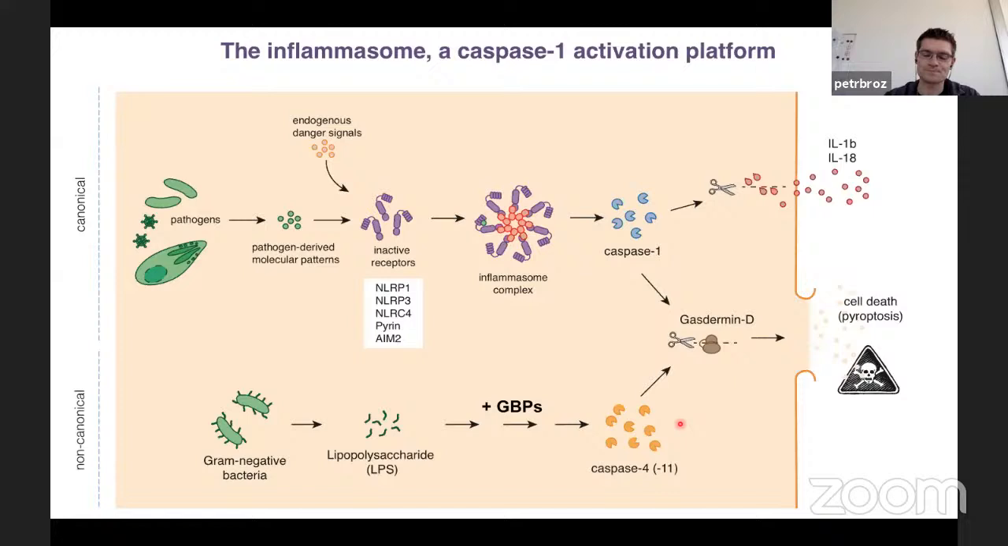Hi, Peter. My question is related to NLRC4 inflammasomes. We know that they are described in other situations, like during fungal infection. Fungal infection doesn't have flagellin or T3SS proteins. Could there be more ligands, right?